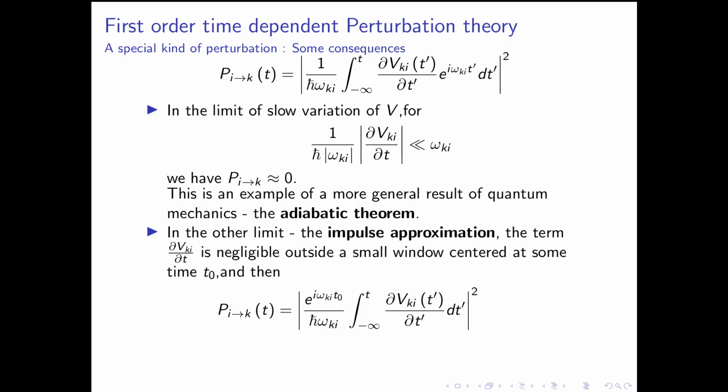The basic idea here is the time interval over which the perturbation changes in this impulse approximation must be small compared to 1 by omega_ki, the typical time period of that particular oscillation that we are talking about. Now, if that happens, the result is actually very easy to figure out. The modulus square of e to the i omega_ki t0 is of course 1, but more importantly, the integral that we have left now is something we can trivially calculate. It is nothing but V_ki at time t, which is V_ki at infinity, minus V_ki at time minus infinity, which of course is 0. So putting that in, what we immediately get is that the probability of transition from i to k at time t is essentially given by V_ki mod square by h cross square omega_ki square.